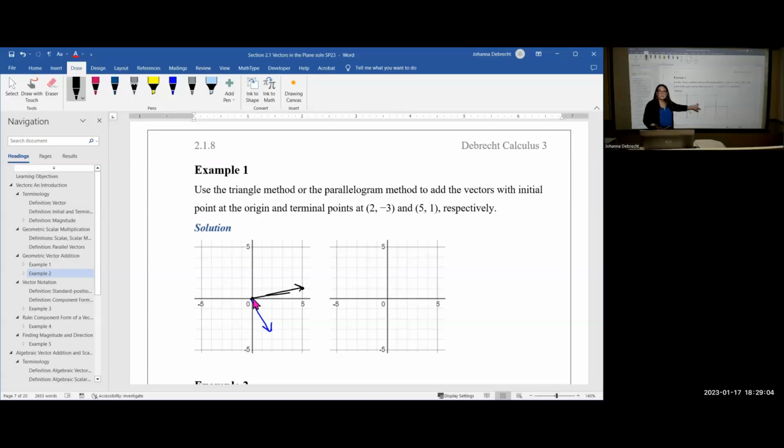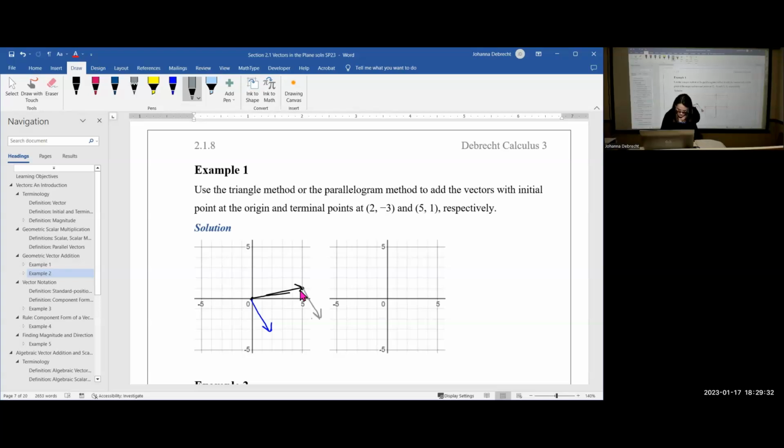And I'm going to put nose to tail. So I'm going to move this vector from being positioned at the origin to being positioned at (5, 1). And I'm going to do exactly what it says. I'm going to go down 3, and let me do this in a different color. So I'm going to go down 3, right 2. All right.